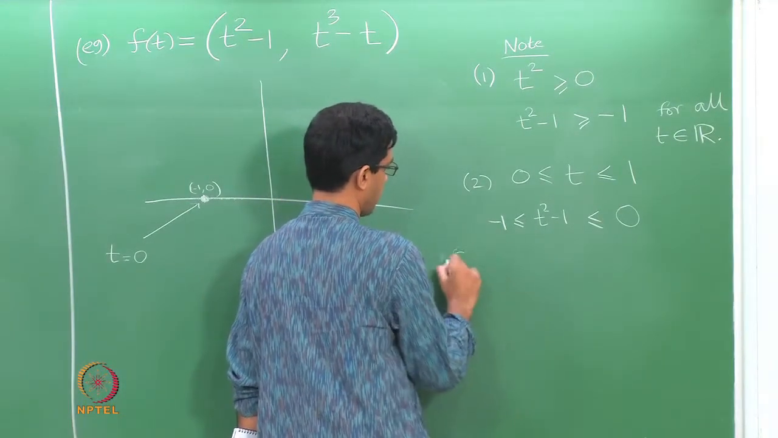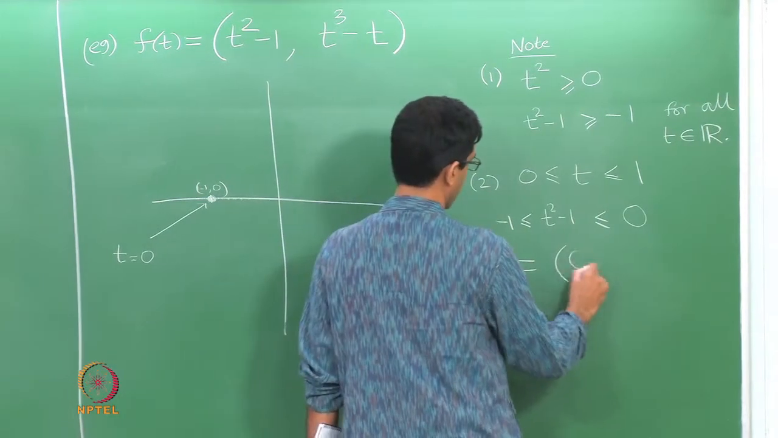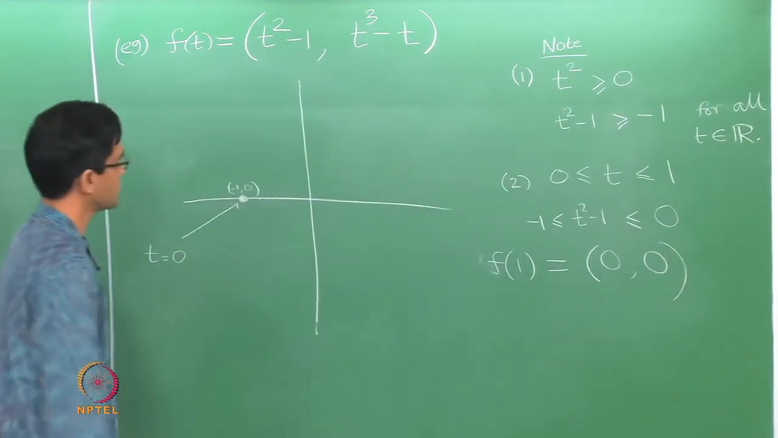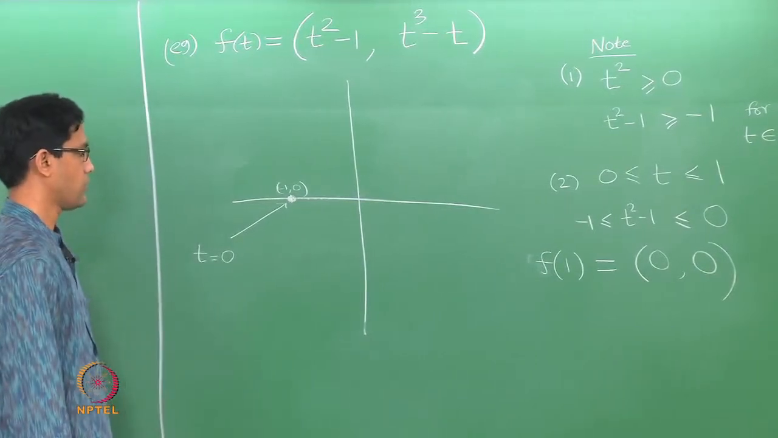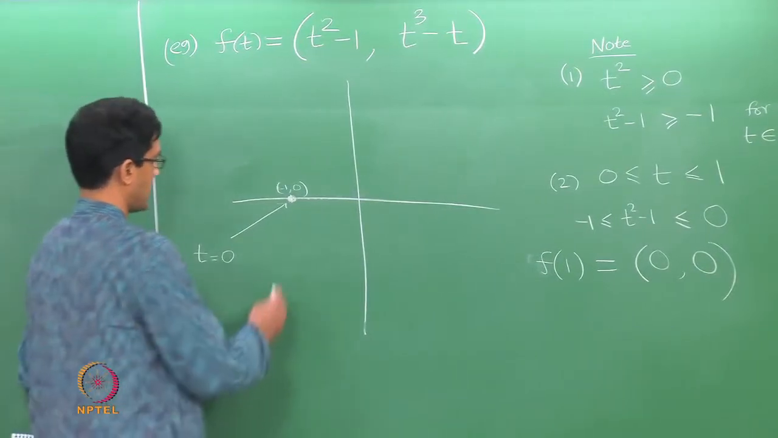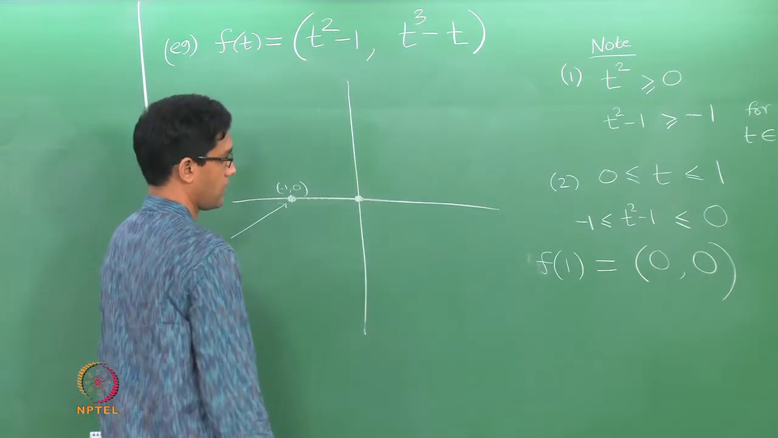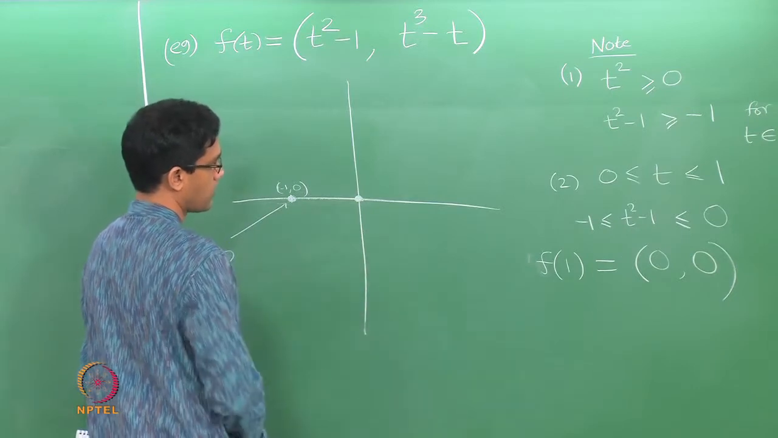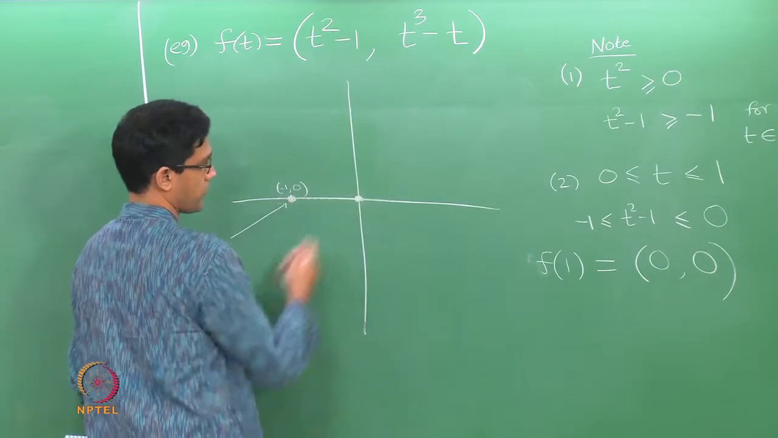So let us also figure out what happens at t equals 1. f of 1, if you plug in t equals 1 into the formula, well, t squared minus 1 and t cubed minus t are both zeros. Okay. So f of 1 is in fact 0, 0, which means at t equals 1 it is at the origin. Okay. And how does that happen? As t goes from 0 to 1, the x coordinate increases from minus 1 all the way to 0.